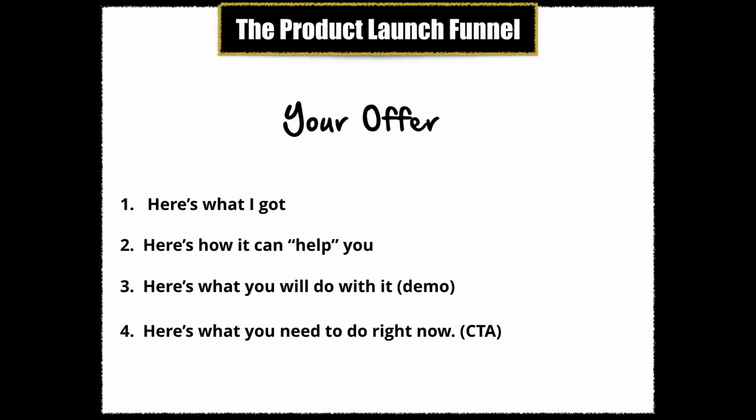So this is the product you're buying. Here's how it's going to help you. Here's what you'll do with it once you actually own it and once you purchase it. And then here's what you do now. I want you to click the button below, and that's going to take you over to the order page. And then from there, you put your credit card in, and you'll get access to whatever it is that you're selling. And this is the basic format that I follow.